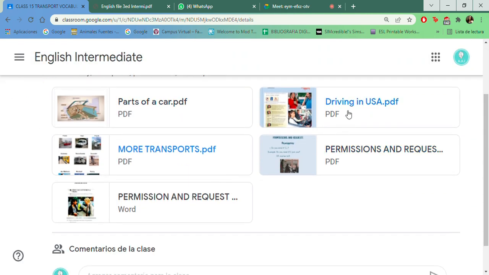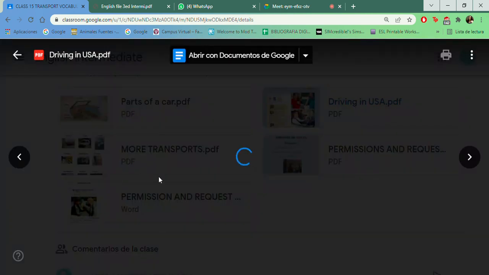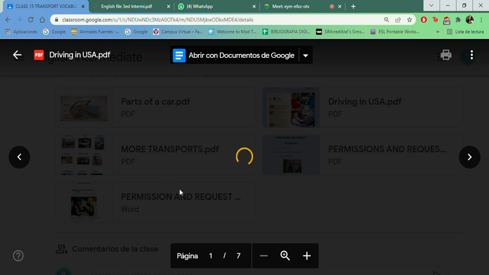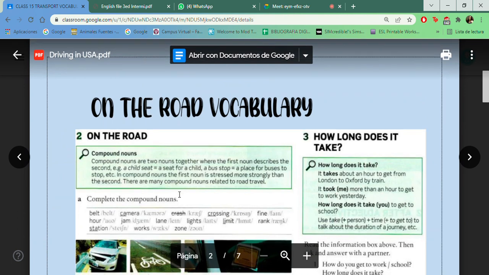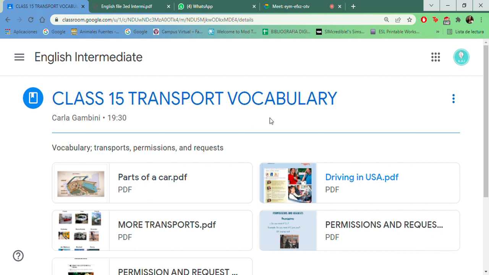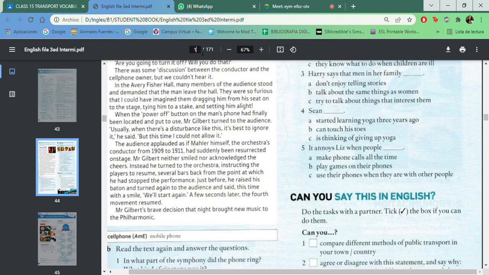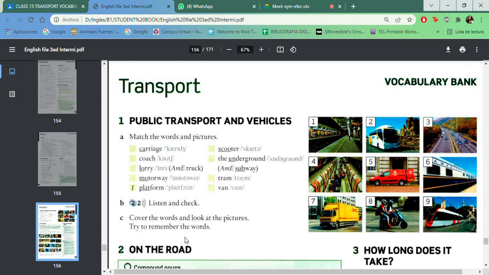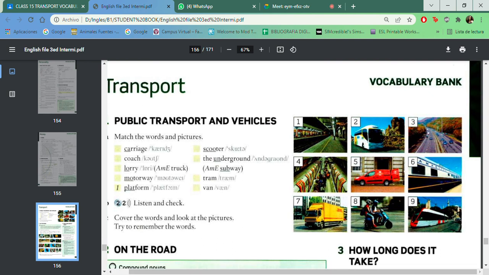Well, now we can practice with driving. Here we have another exercise as well. I thought it was here, but it's not. So here we have transport, public transport, and vehicles. Here we have different transports. There are some of them that we didn't talk about. For example, coach is number 2.